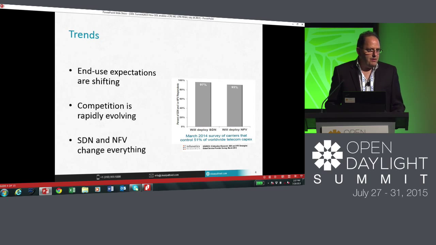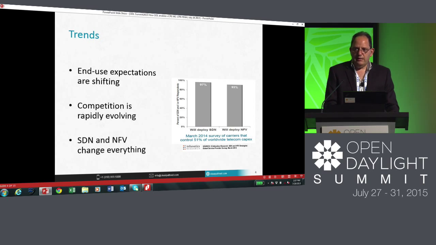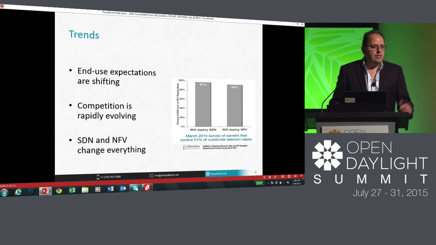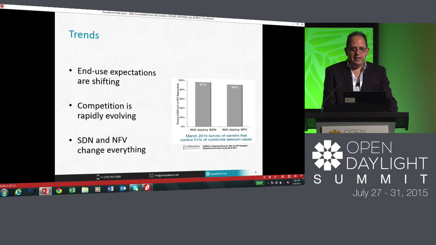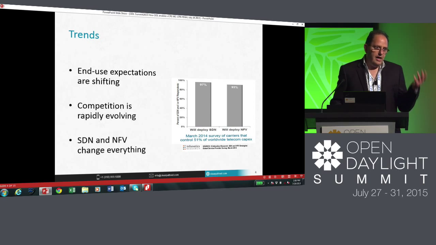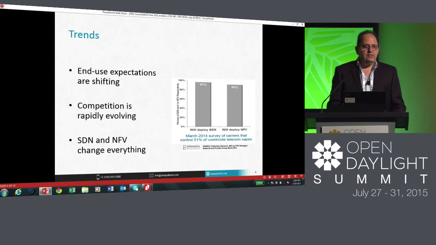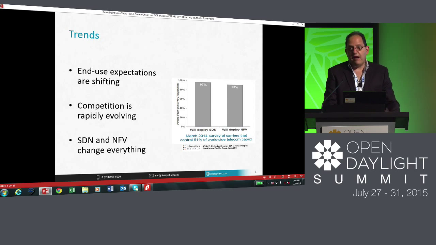97% of those operators, and these are the largest operators, representing billions of dollars of CapEx spend, are planning to deploy SDN, and almost the same amount, 93%, are planning to deploy network functions virtualization. And this is data from 2014. I suspect if we did that survey today, we'd see slightly higher numbers, because there isn't an operator who isn't thinking about SDN and NFV in everything that they do.